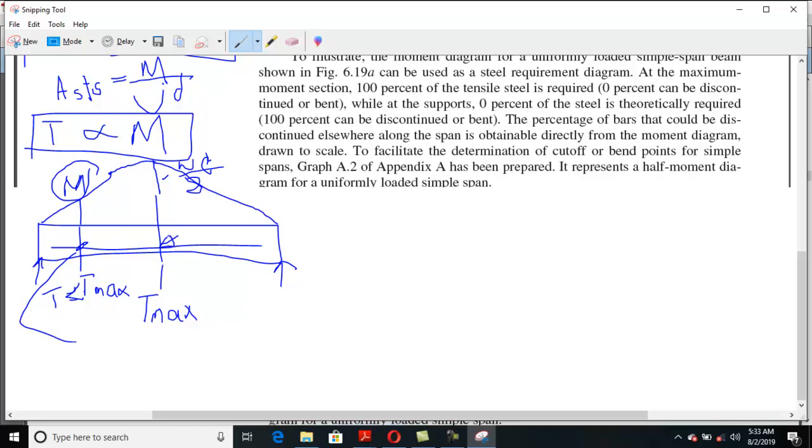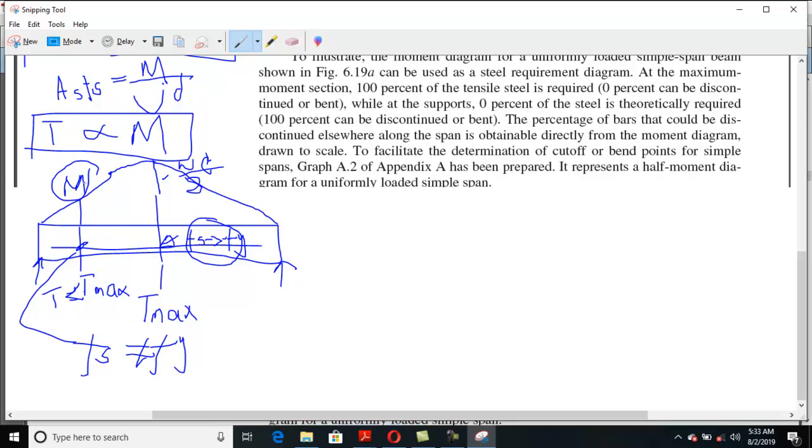So if we ensure that the tensile stress in the steel at this point reaches Fy, clear? Reaches Fy, or we assume that stress is equal to Fy. So this assumption will not be true at this point, because there Fs will not equal Fy, clear?